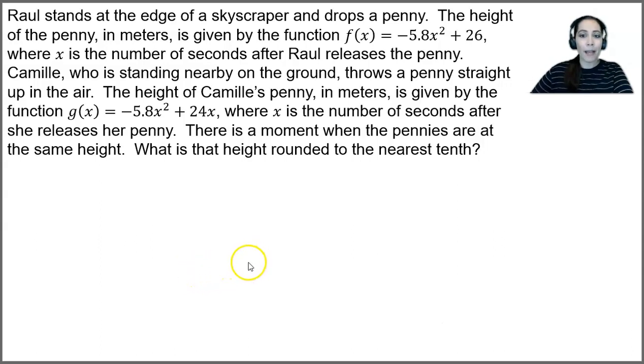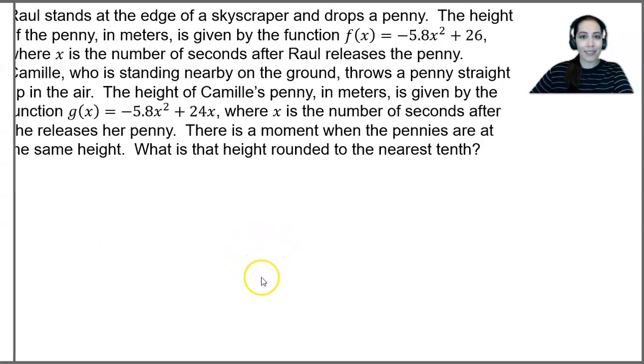There is a moment when the pennies are at the same height. What is the height rounded to the nearest tenth?